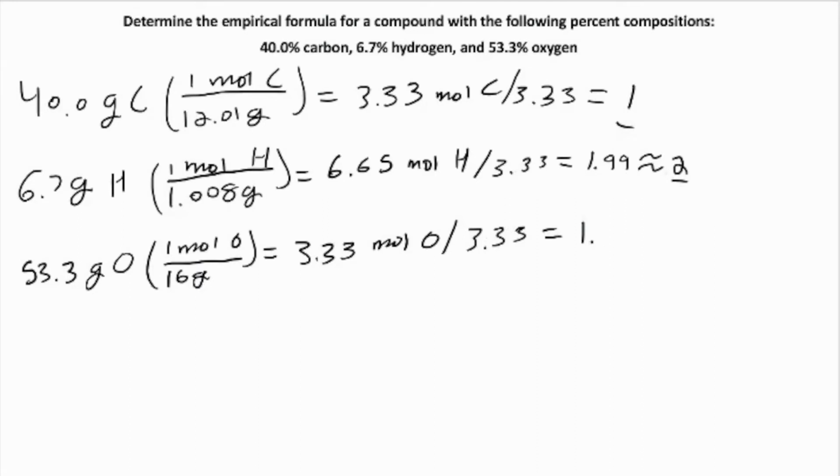So these are our mole ratios. And what it's saying is we have 1 to 2 to 1. And what that's basically saying is we have 1 carbon, 2 hydrogens, and 1 oxygen. And we can use this for our empirical formula. We can say that we have CH2O.